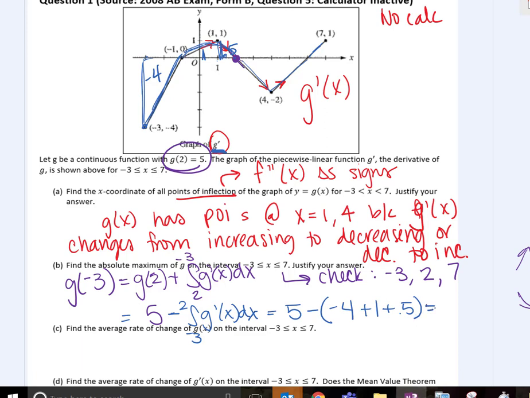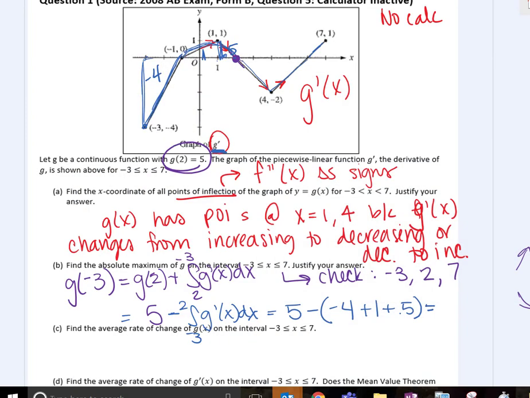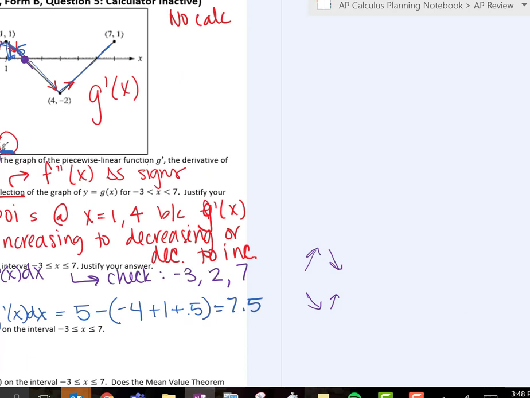Get that evaluated pretty quickly here. It is not that bad. And I get that this is going to be 7.5. So there's g of 3. I'm actually going to make myself a little table out here to the side. We're going to move over here to get a little bit more room. So I'm going to say, all right, I know g of 3 is 7.5.